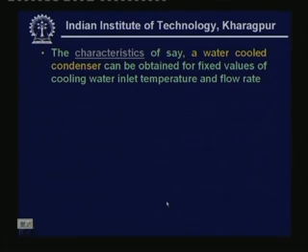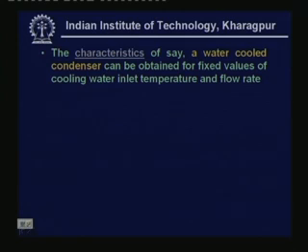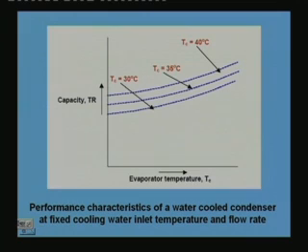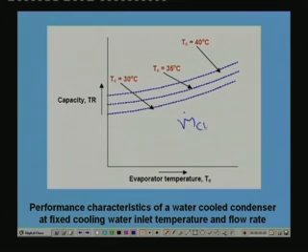Now the characteristics of, say, a water cooled condenser can be obtained for a fixed value of cooling water inlet temperature and flow rate. In this example I will consider only a water cooled condenser. Of course, a similar analysis can also be applied to an air cooled condenser. So let me show the graph first. This is the typical performance characteristic of a water cooled condenser at fixed cooling water inlet temperature and flow rate. That means here the mass flow rate of cooling water and the cooling water inlet temperature are fixed.